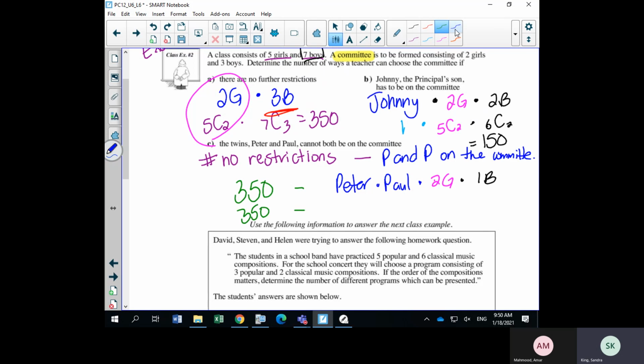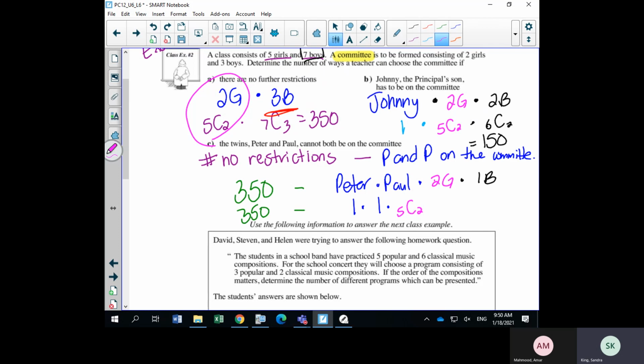How many ways are there of selecting Peter? There's only 1 way to select Peter. How many ways are there of selecting Paul? There's only 1 way to select Paul. How many ways are there of selecting 2 girls? There's 5 girls to choose from, and we're selecting 2 of them.